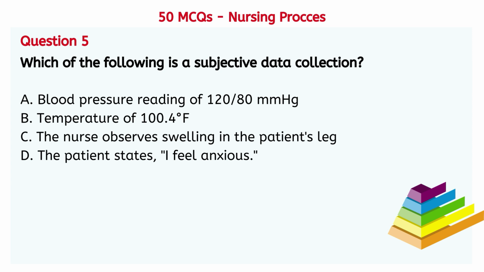Question 5. Which of the following is a subjective data collection? The options are: A. Blood pressure reading of 120/80 mmHg. B. Temperature of 100.4 degrees Fahrenheit. C. The nurse observes swelling in the patient's leg. D. The patient states, "I feel anxious."